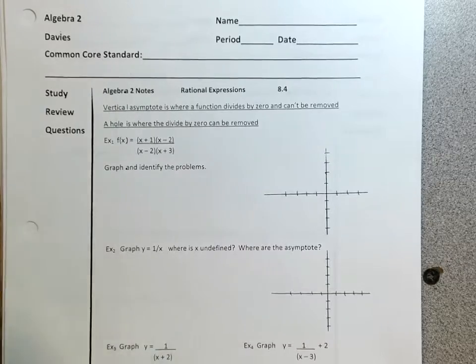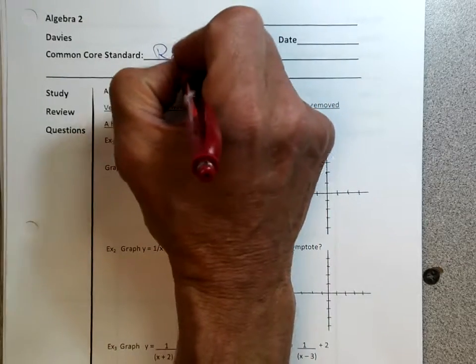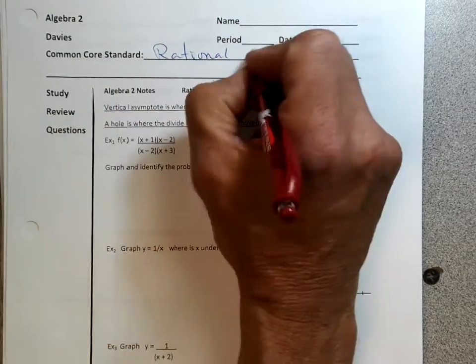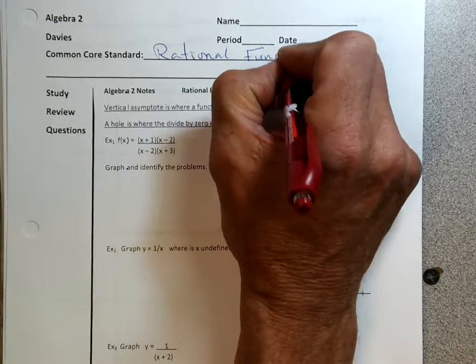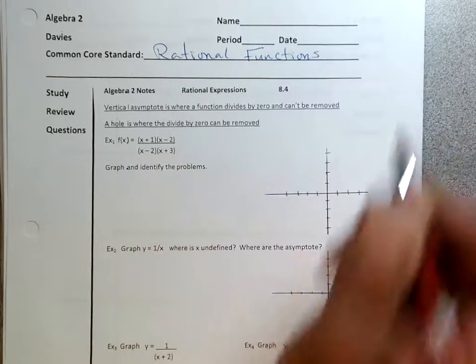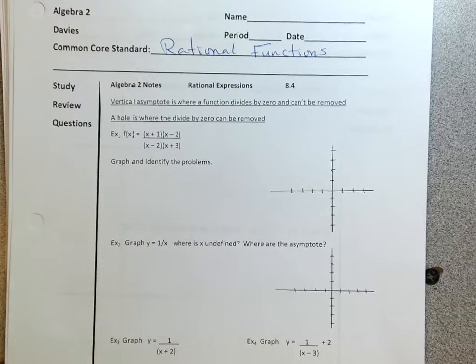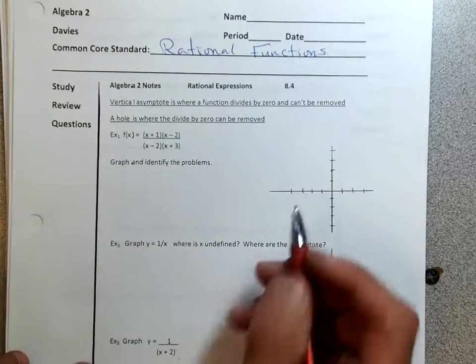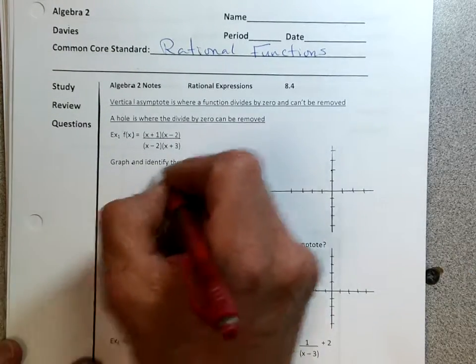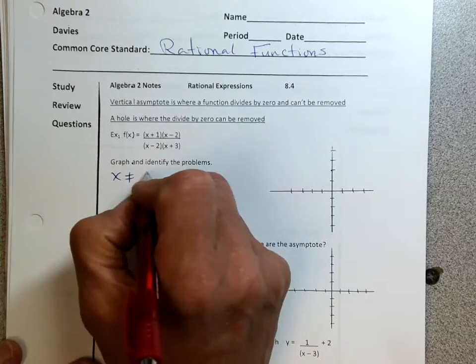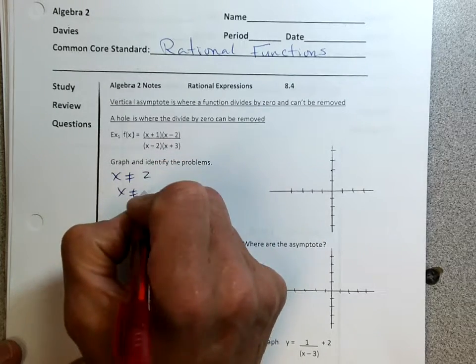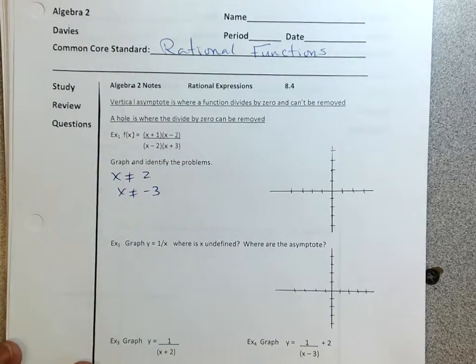So today what we're talking about is rational functions. Okay? Example 1. We do not need a calculator, but we can do it on a calculator, okay? But before I do anything, what I need to know is this. First of all, x cannot equal 2 and x cannot equal -3. Everybody agree with that?